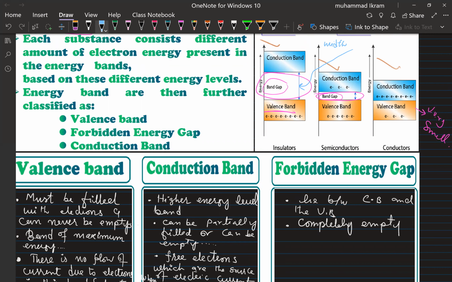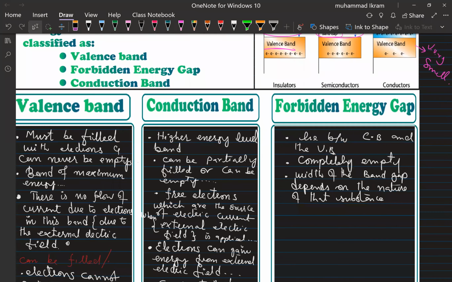The width of the forbidden energy gap, the band gap or energy gap, depends purely on the nature of that substance. It completely depends on the nature of that substance.